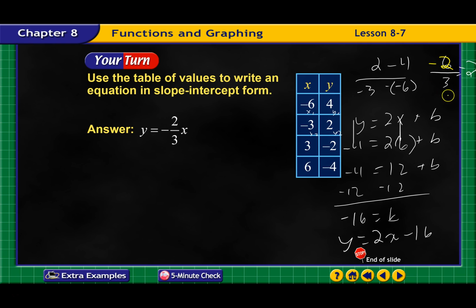2 minus 4 is -2. That would give me a slope of negative 2 over 3. So then we'd have negative 2 over 3 here. And once we put the numbers in and multiplied it out here, negative 2 over 3, that would come out to 4. So that would be a positive 4 here. We'd add 4, which would give me a 0 for b. So that's how it ends up being y equals negative 2/3 x.